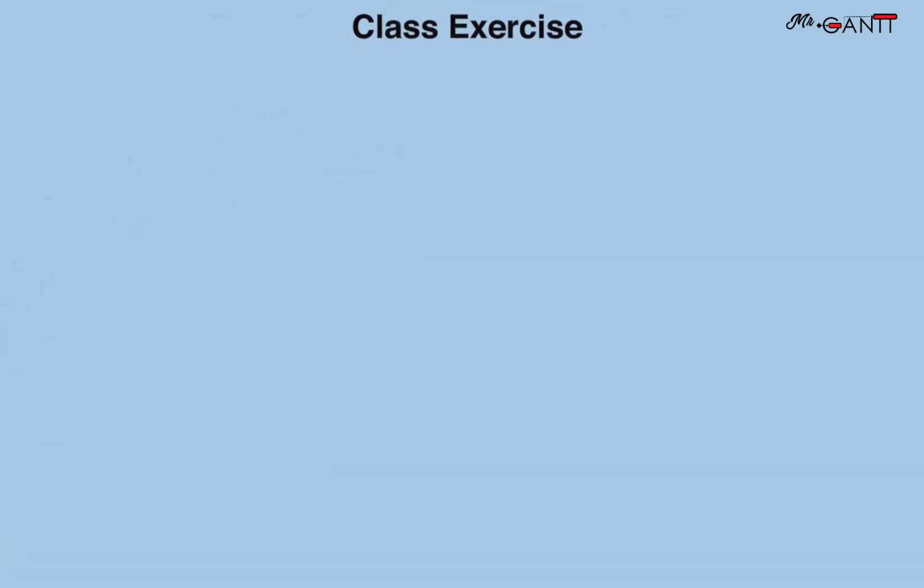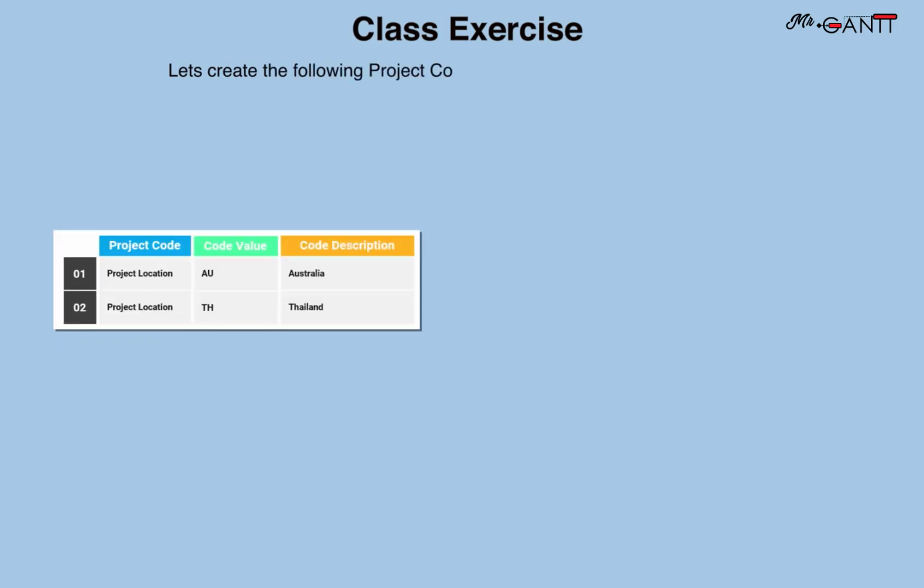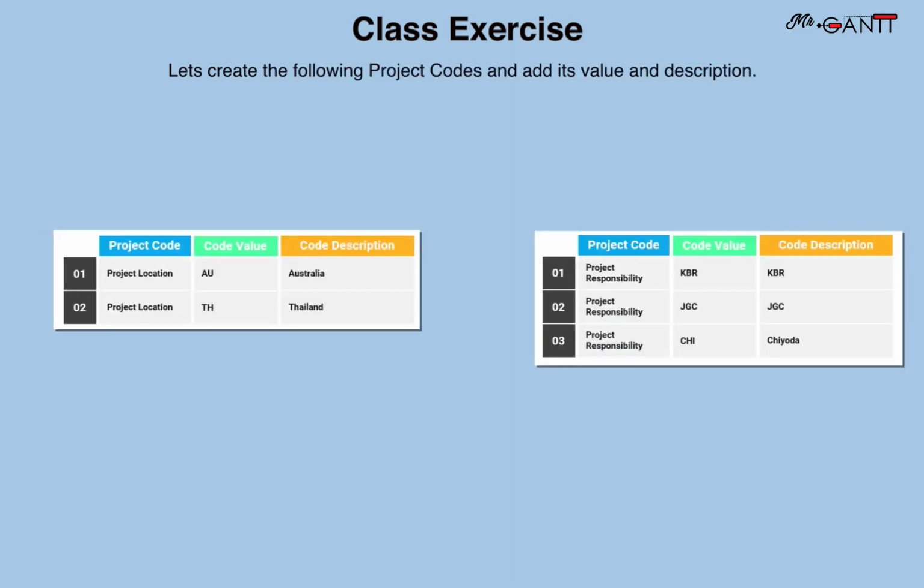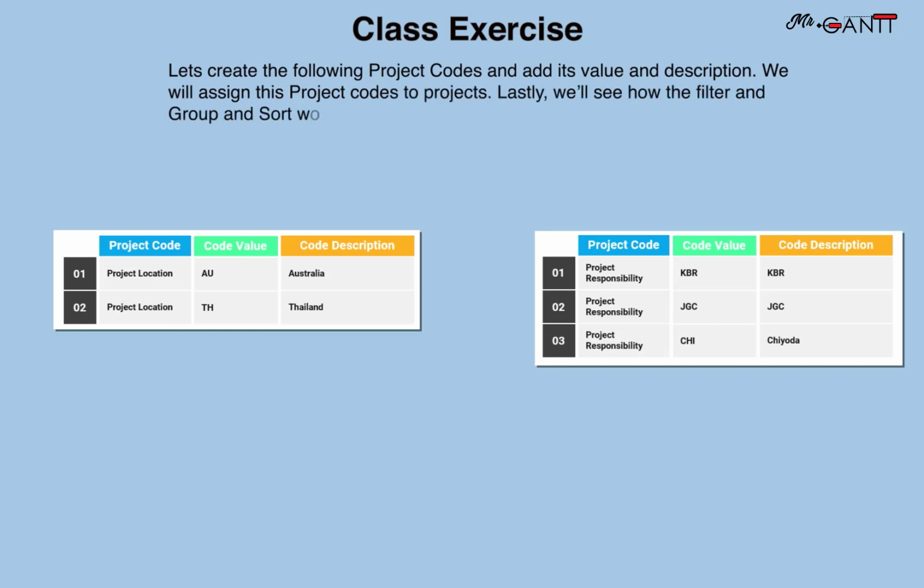Welcome to our class exercise. Let's create the following project codes. Add its value and description. We will assign the project codes to projects. Lastly, we'll see how the filter and group and sort works. Let's open P6 and start the exercise.